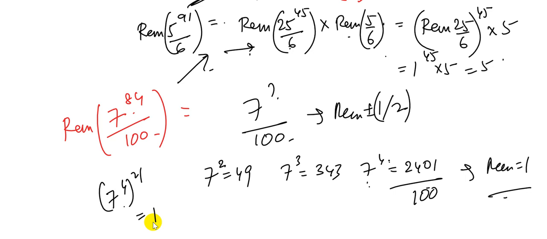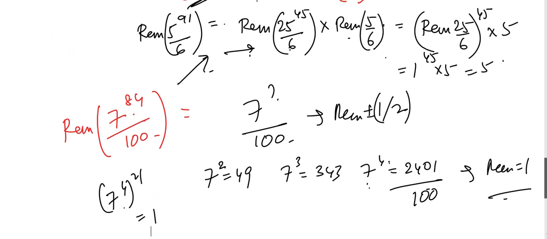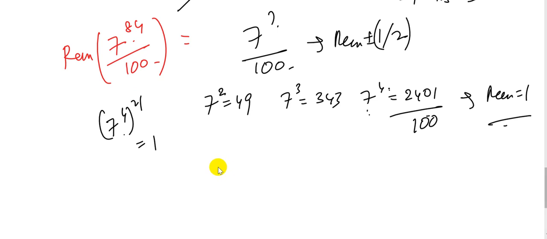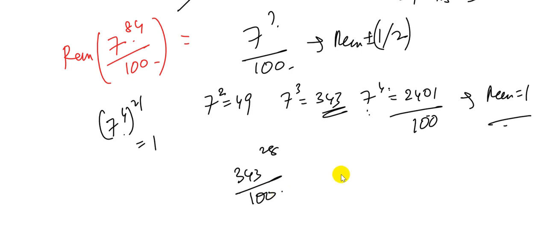Sir, I have done it this way. I have fragmented 7 to the power 84 into 7 cube whole to the power 28 divided by 100. Then applying the congruence modular formula, 43 to the power 28. 7 cube is 343, and the remainder is 43, correct? Like 43 to the power 28. So 28 is completely divisible by 4, so it's technically 3 to the power 0, which is 1.